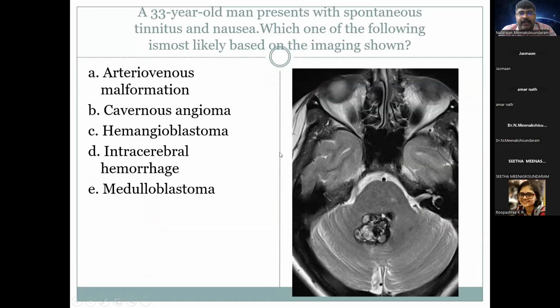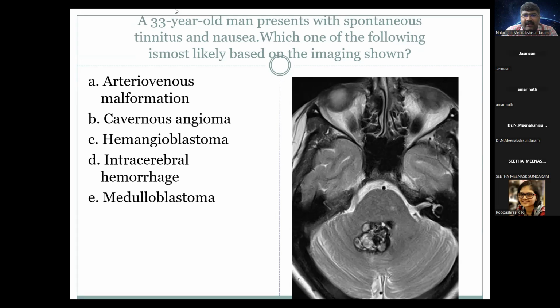A 33-year-old man presents with spontaneous tinnitus and nausea. Which one of the following is most likely based on the imaging shown? I need some responses. So what do we see here? First, tell me what is the sequence of MRI which we are seeing.